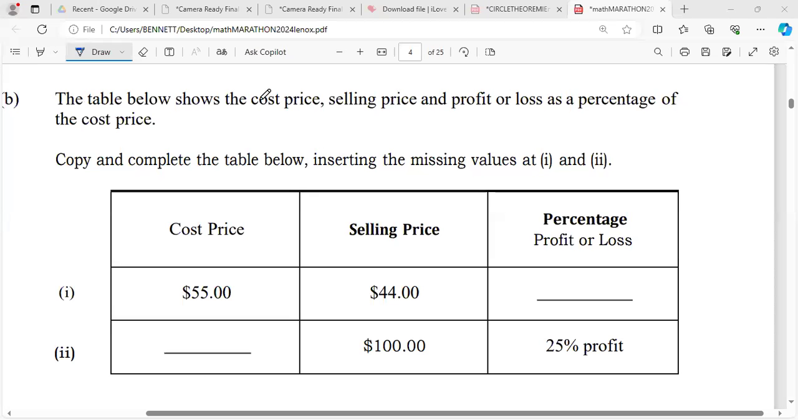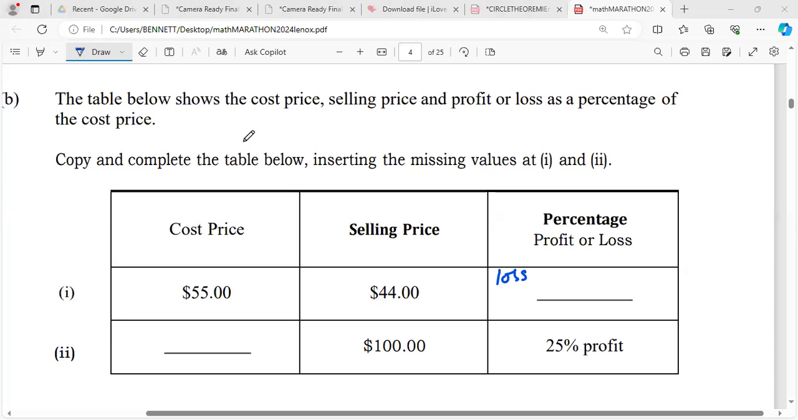Alright, so the table below shows the cost price, selling price, and profit or loss as a percentage of the cost price. Copy and complete the table below, inserting the missing values at 1 and 2. So what they wanted to do, put the profit or loss percentage here, and they wanted to put the cost price. So we could talk about this one first. If you buy an item for $55 and you sold it for $44, you can say you're operating at a loss. Nobody really wants to do that. Because the selling price is supposed to be higher for you to make a profit. So we know it's a loss percentage.